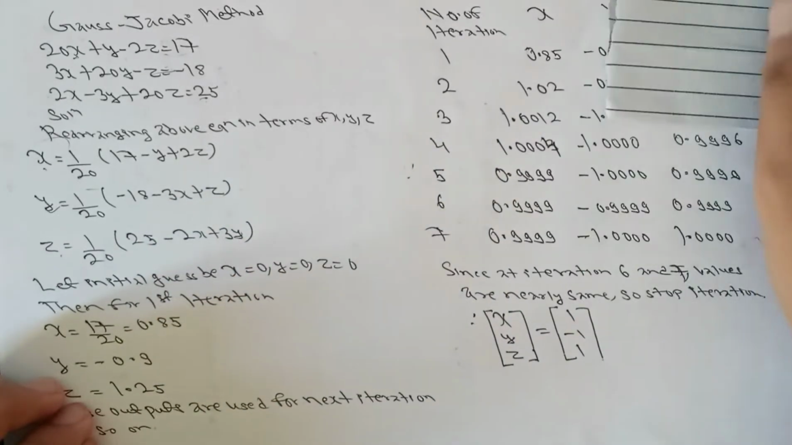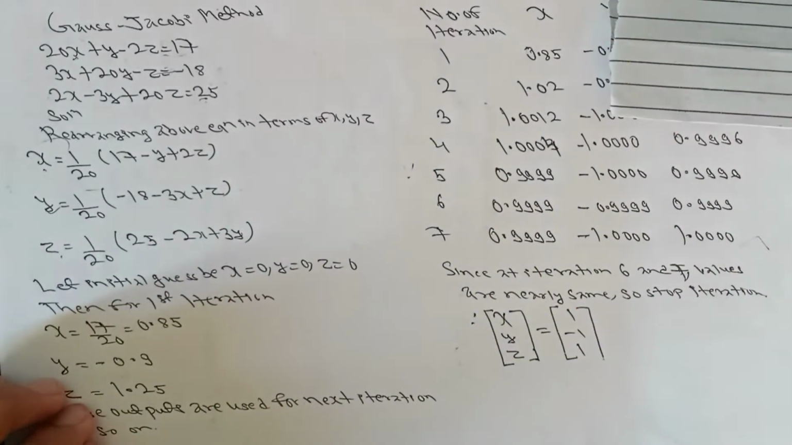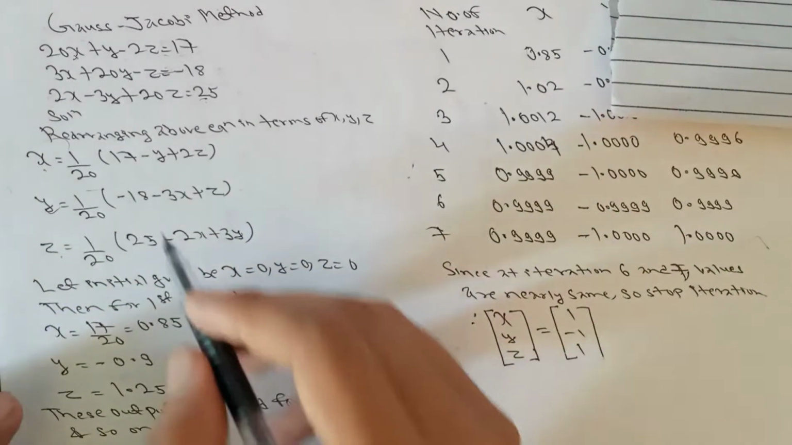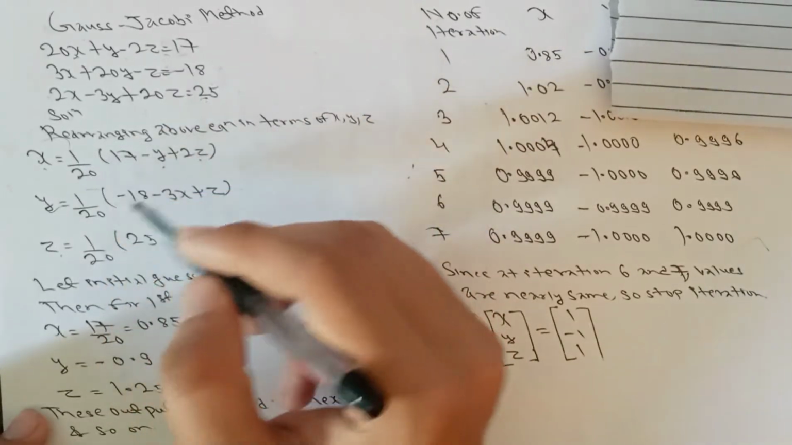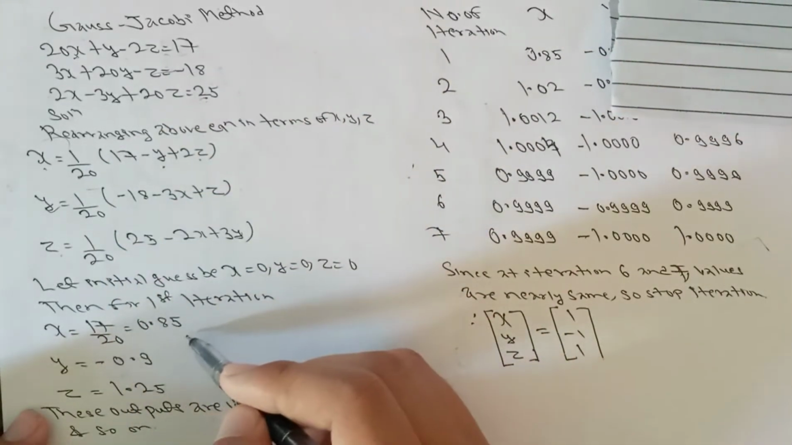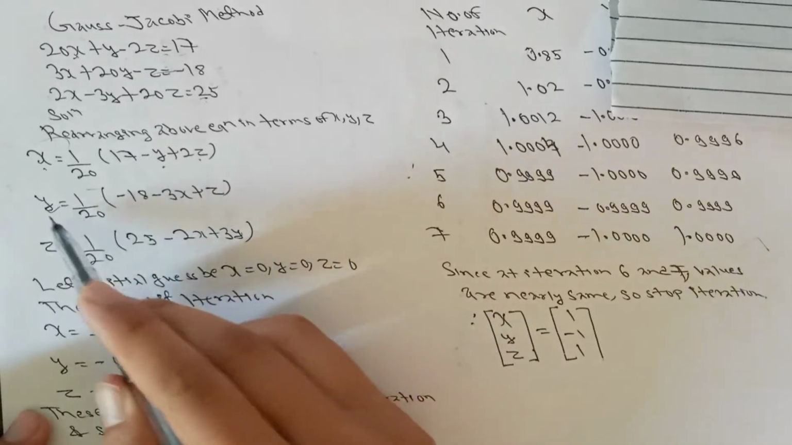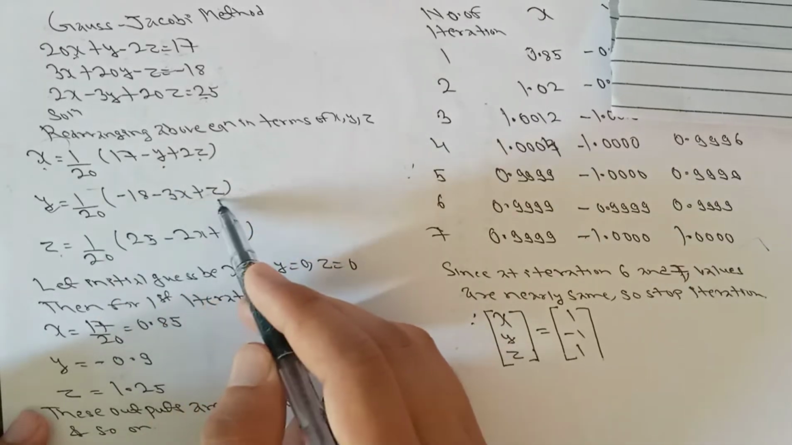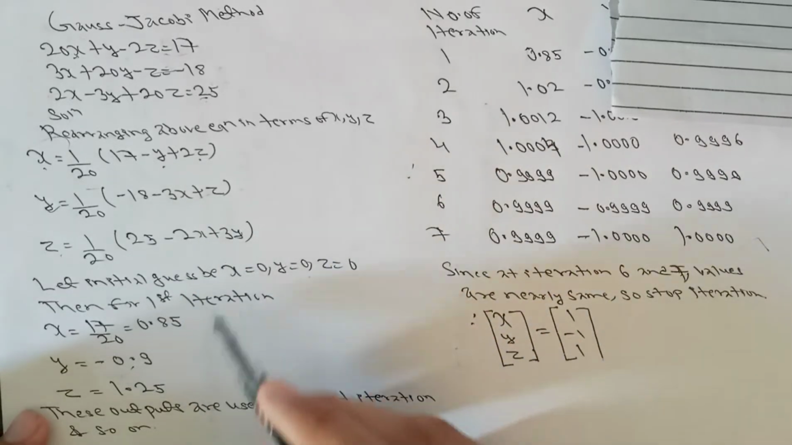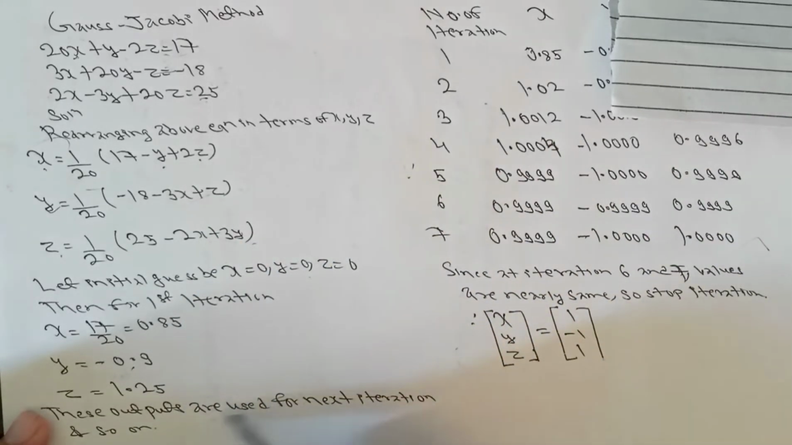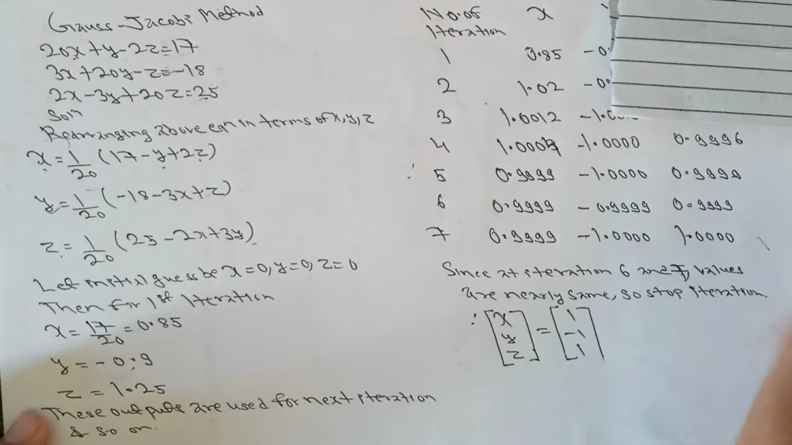Now the initial guess is x equal to 0, y equal to 0, z equal to 0. In the first iteration we put y and z equal to 0, so we obtain 17 by 20, that is 0.85. Likewise for y, we put x and z as 0, so we obtain minus 0.9. And for z we put x and y as 0. These outputs are used for the next iteration, and so on.